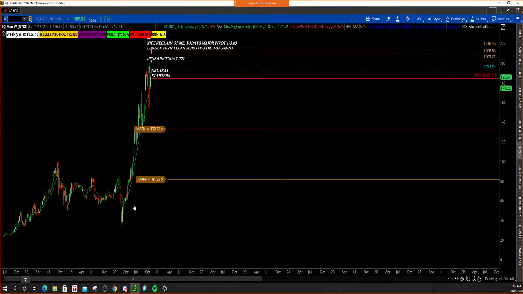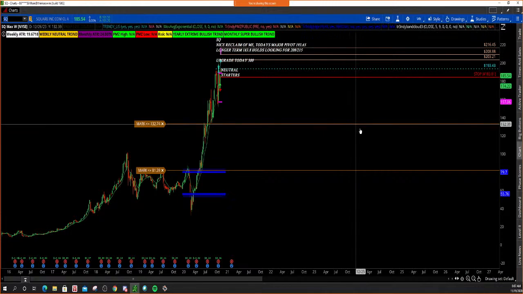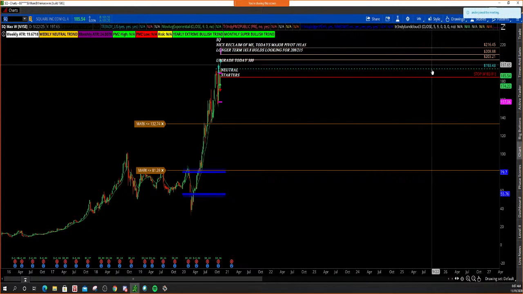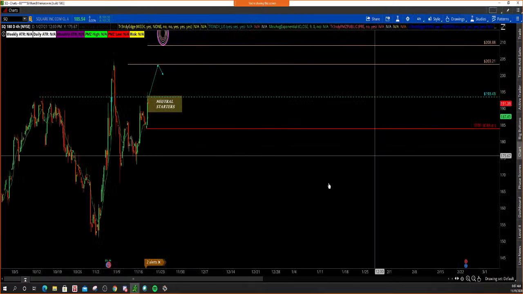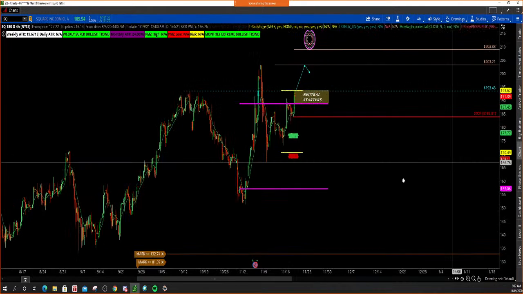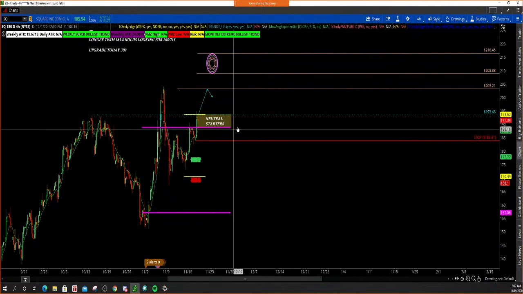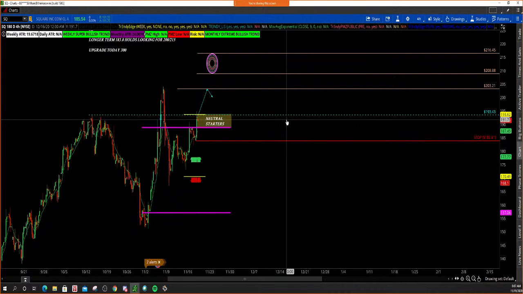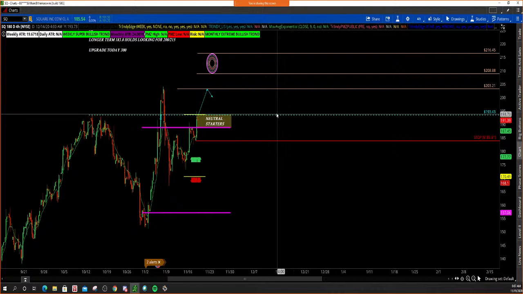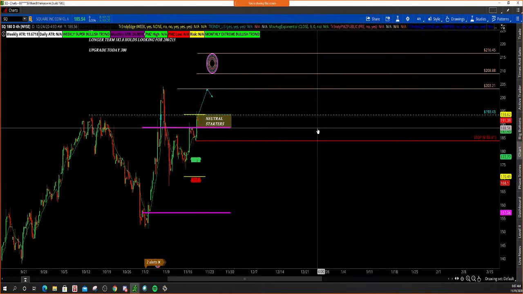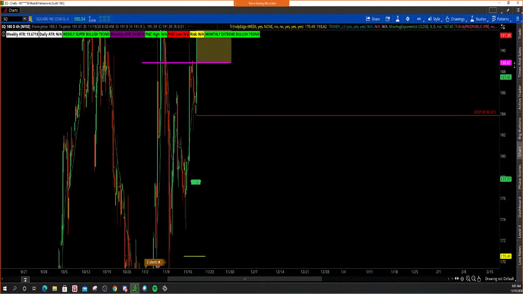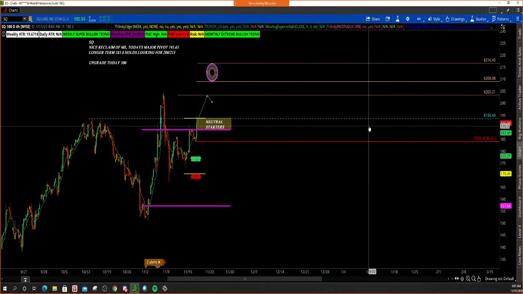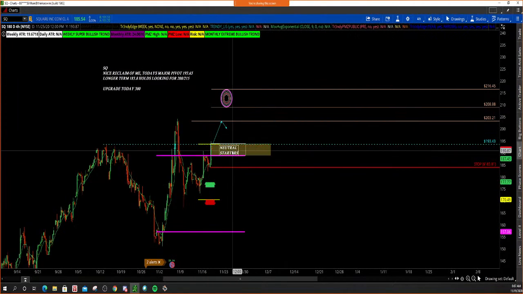All right, let's go ahead and look at Square. Square's at 191. We're going to come over here and look at it from a 4 hour perspective, just looking at intraday for right now. This is the neutral starter area. Basically, that area is 193.65, the top. And then below here, this pink line, 188.80.